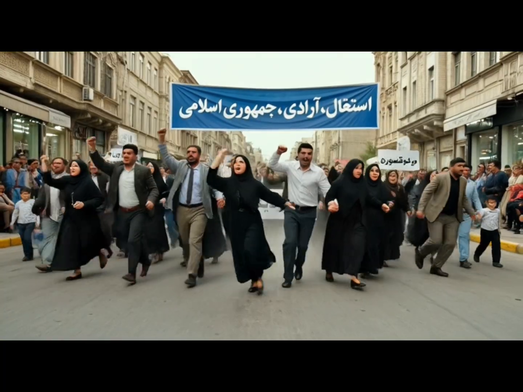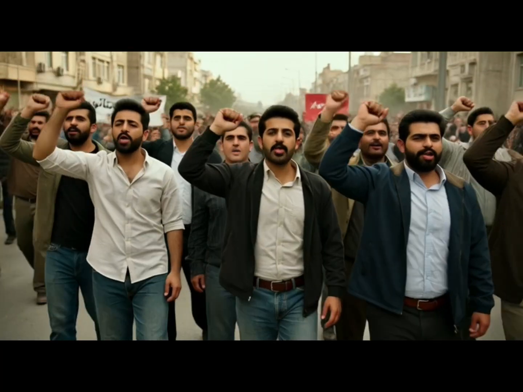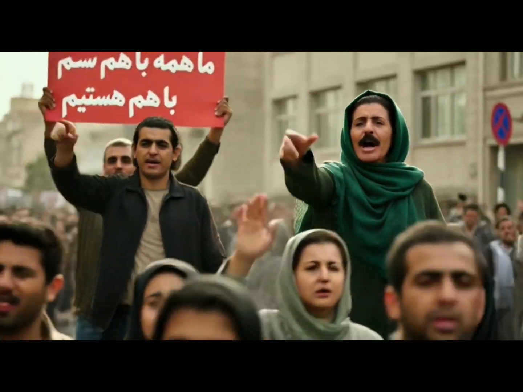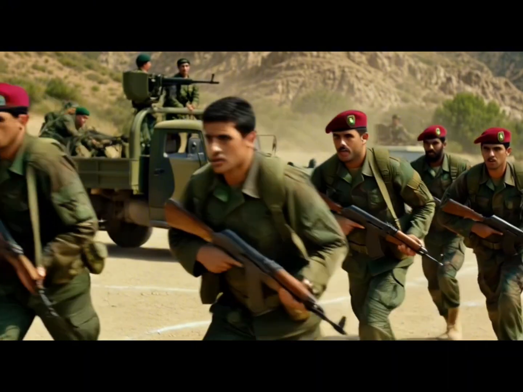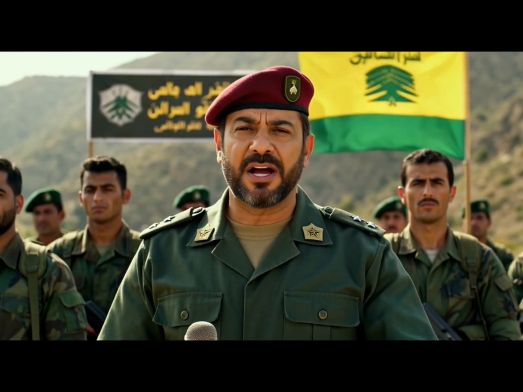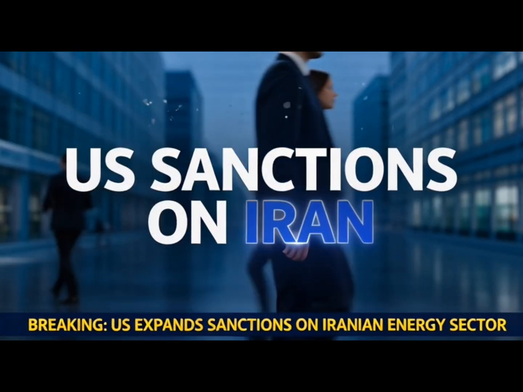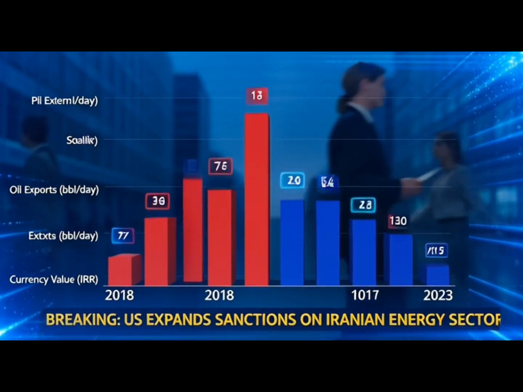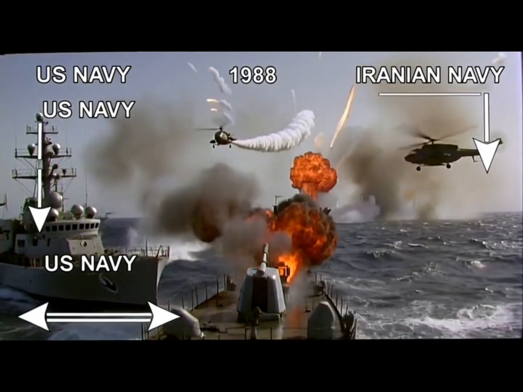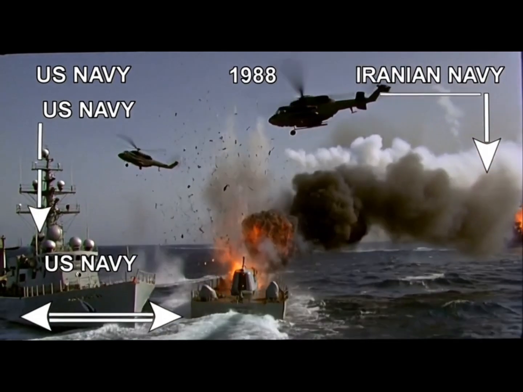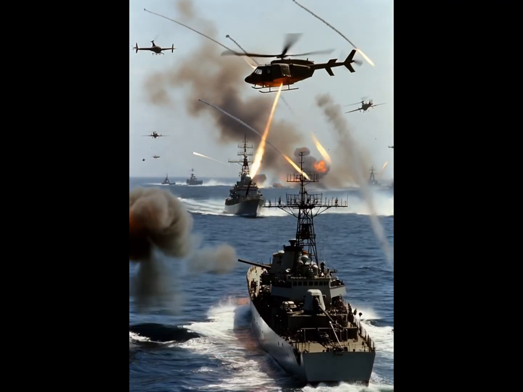For decades after 1979, the United States and Iran fought indirectly. Iran supported militant groups like Hezbollah in Lebanon. Meanwhile, the United States imposed economic sanctions and tried to isolate Iran internationally. There were also direct confrontations. In 1988, the U.S. Navy destroyed much of Iran's naval fleet during Operation Praying Mantis, one of the largest naval battles since World War II.